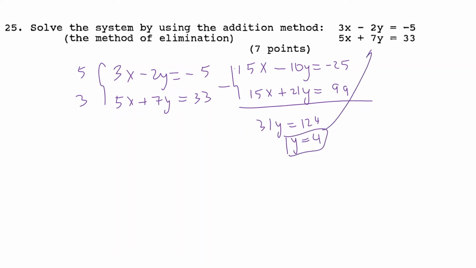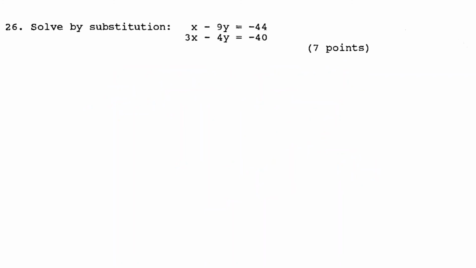Boom. And then let me just plug it into the top one. So 3x minus 2 times 4 is equal to minus 5. 3x is equal to 3. Therefore, x is equal to 1. So it's 1 comma 4. Bingo. That's my answer.